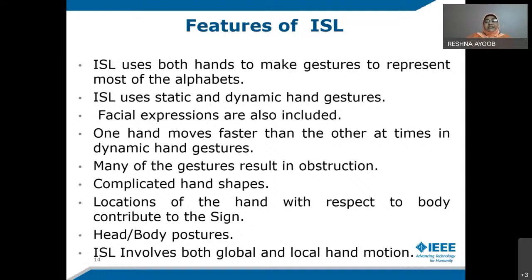And one hand moves faster than the other at times in dynamic hand gestures. Many of the gestures result in obstruction, where both hands are moved together. There are also some complicated handshapes. The location of the hand with respect to the body contributes to the sign. There may be head and body postures also in some cases. And it involves both global and local hand motion.